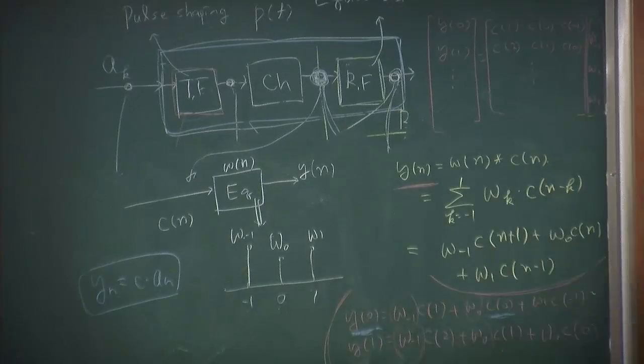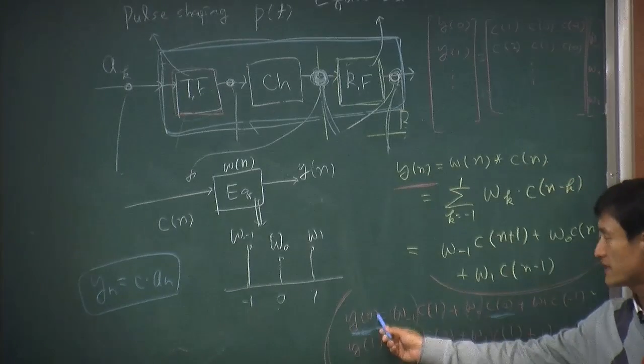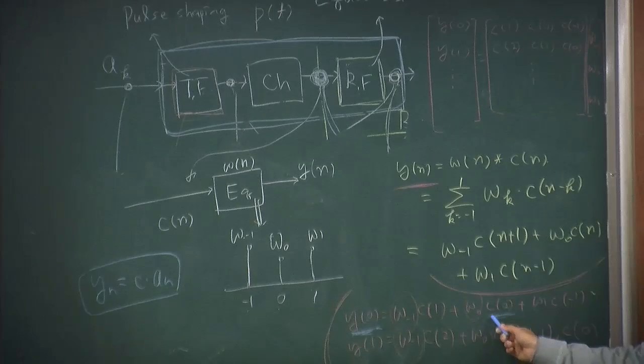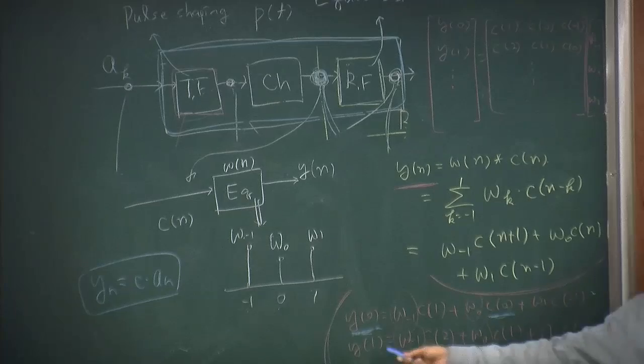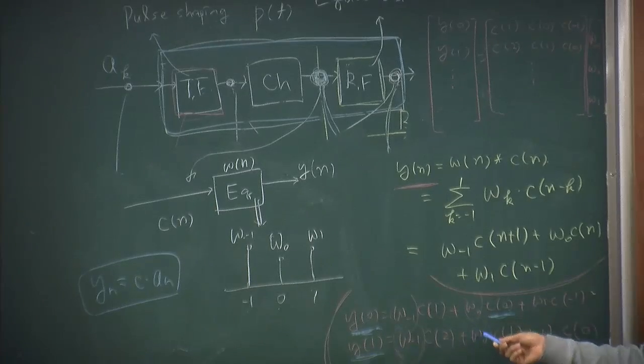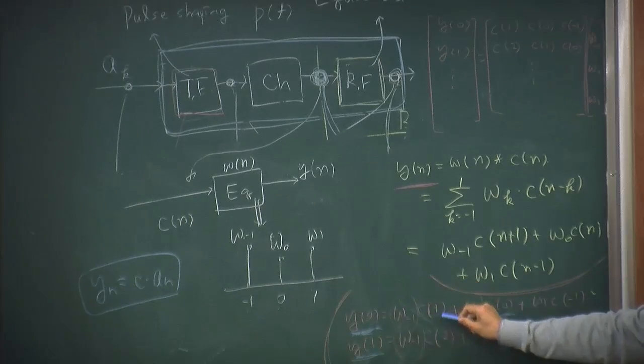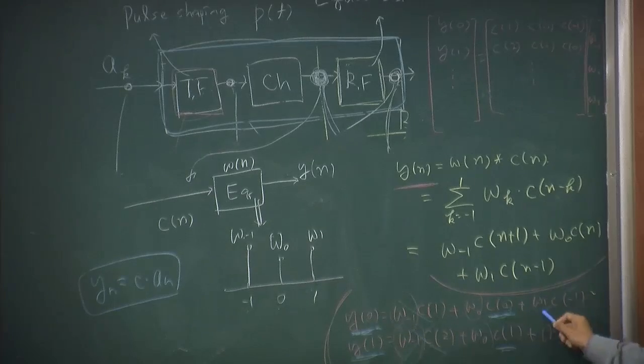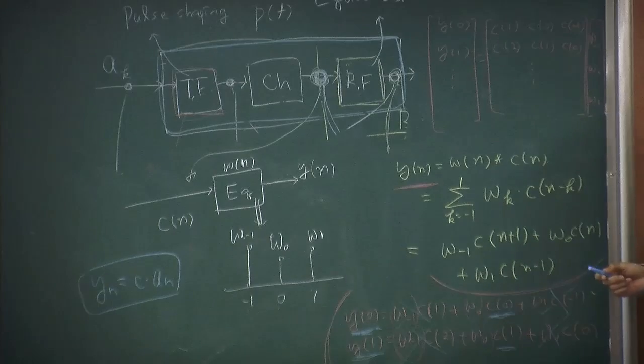This is what we want all the time. Here, what we wanted is y0 is a function of input c0. y1 is only a function of C1. That's what we want, okay? So what that means is we want to remove this, remove this, because those are intersymbol interference.